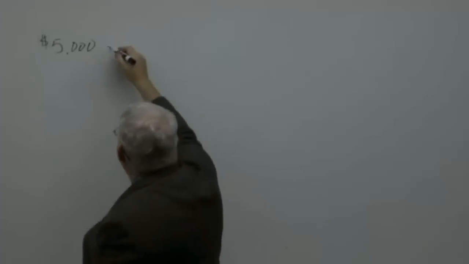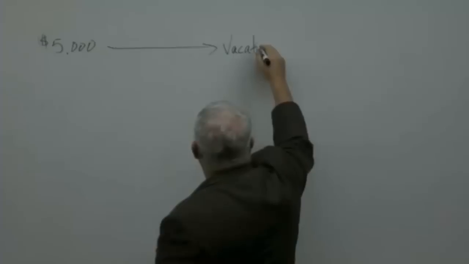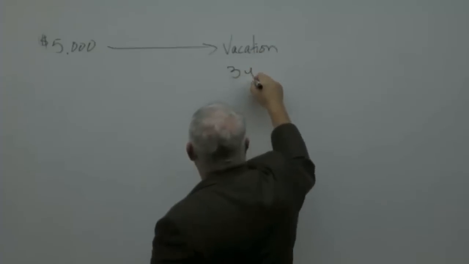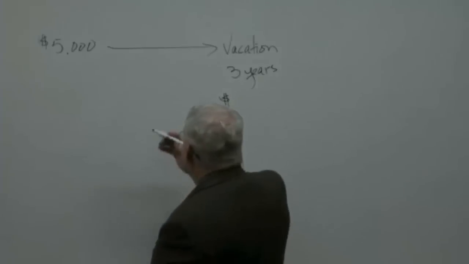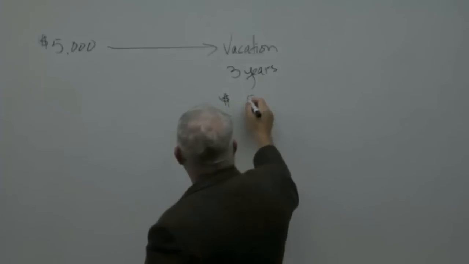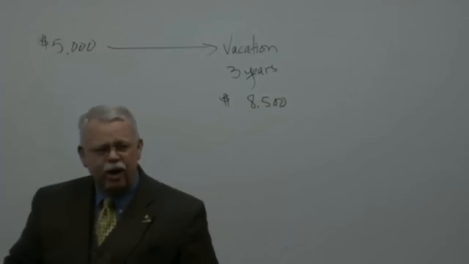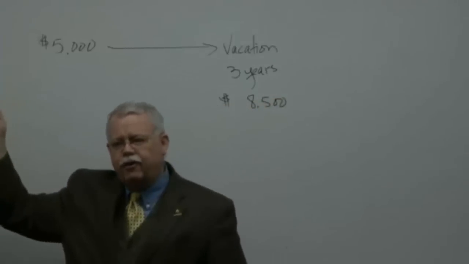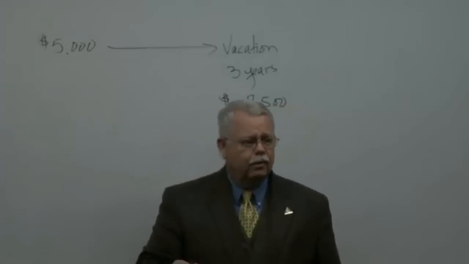Jim just got $5,000 in an inheritance, and he's got big plans for a vacation in 3 years. What he needs in 3 years is not $5,000, but $8,500. What kind of interest rate has he got to earn on his $5,000 in order to have $8,500 in 3 years?